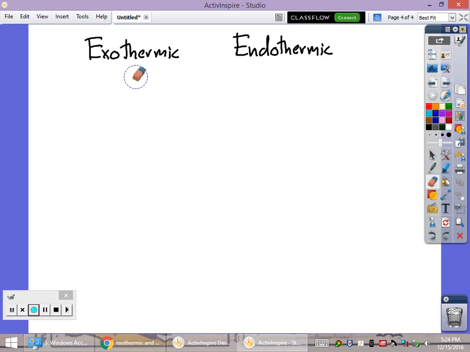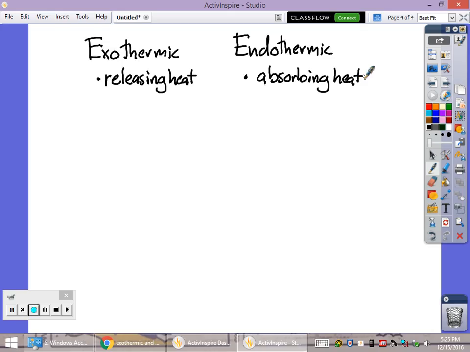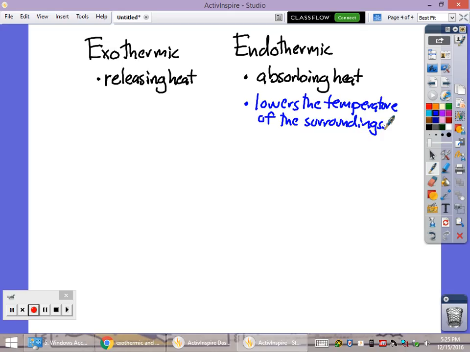Provided we're endothermic. Let's try it again. Exothermic means we've talked about that it was releasing heat. Or, we've talked about that endothermic means absorbing heat. Further, we've talked about how this lowers the temperature of the surroundings, and this one raises the temperature of the surroundings.